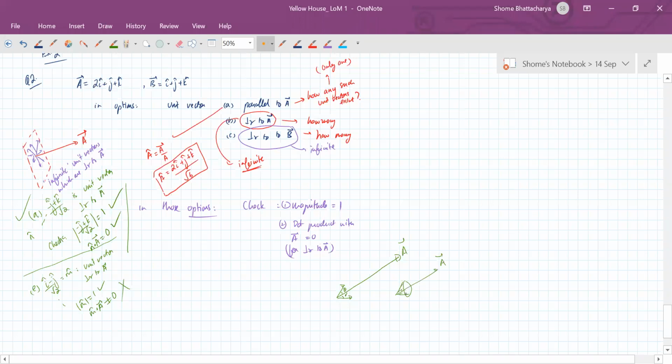So there are infinite number of such vectors on that cone's surface which are at the same angle theta to A. So only the special case of theta of 0 or 180 gives you a unique unit vector. But otherwise, if I say a unit vector at 60 degrees to A or at 120 degrees to A or 90 degrees to A, there are infinite such ones. Okay, so this is clear, I hope.